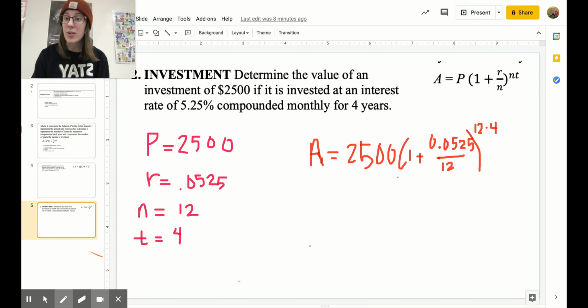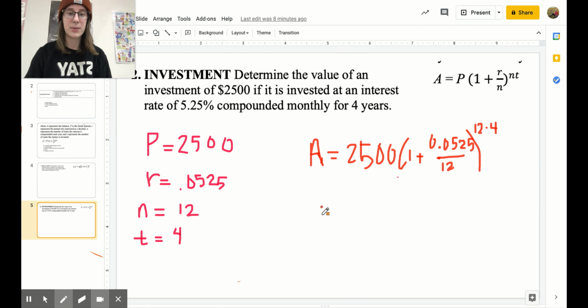If you do have a calculator or you're using your phone, you might want to work from the inside out and work your way that way. So I would do the division first. I would do 0.0525 divided by 12. Press enter, and then it's plus 1. It's plus 1, and then press enter. Then you're going to say to the power of 12 times 4. Well, 12 times 4, 24, 48. So you'll do caret 48. Then you're going to multiply it times your principal amount, your 2,500.